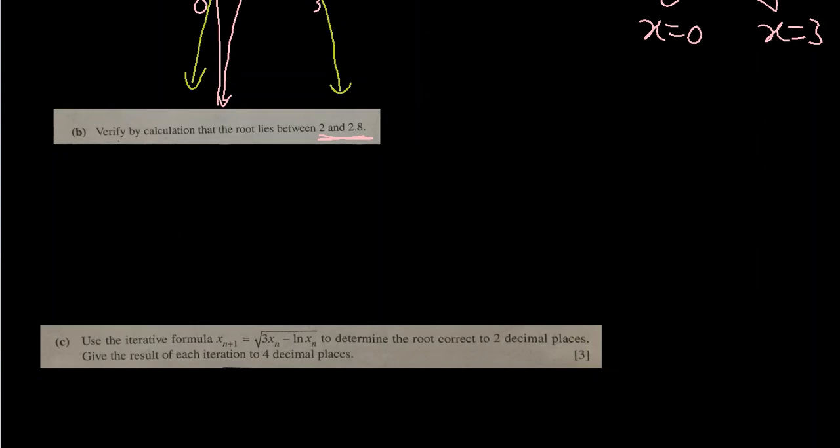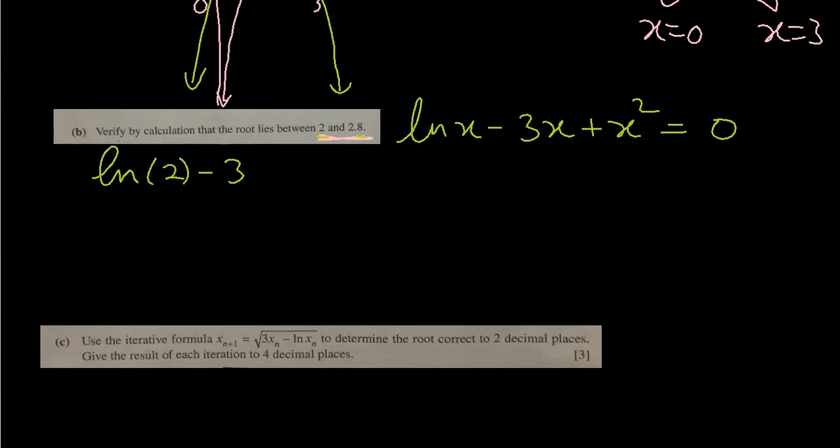For that, we should rearrange the equation by bringing everything to the left side. Now, we have to show the root is between 2 and 2.8. So first we'll substitute 2 in this and see what the sign is. In place of x, I'm writing 2. In this case, I'm getting -0.3068.